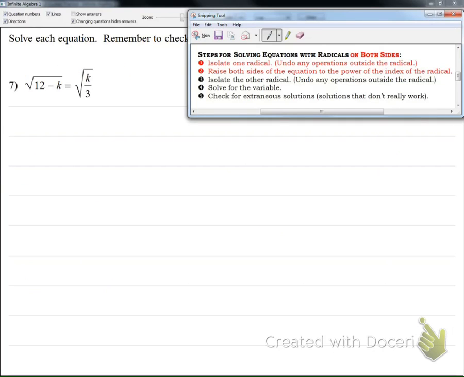Think you've got the hang of these yet? I'm going to do 2 more examples and then you can do the next 4 after that on your own and check your work. Alright, we have radicals that are already isolated, so let's square both sides of the equation.